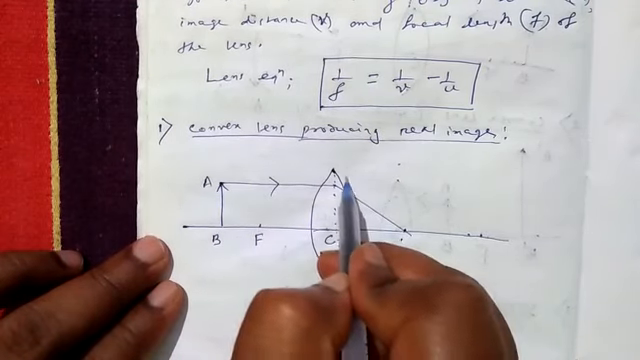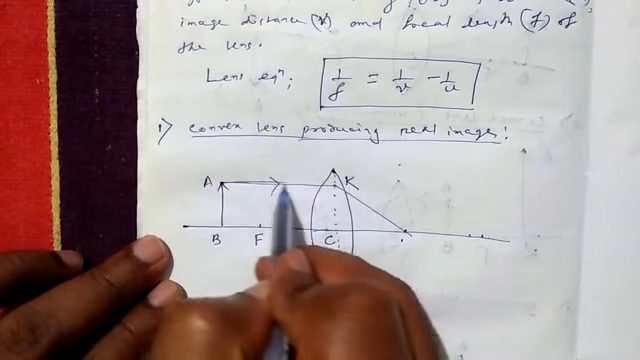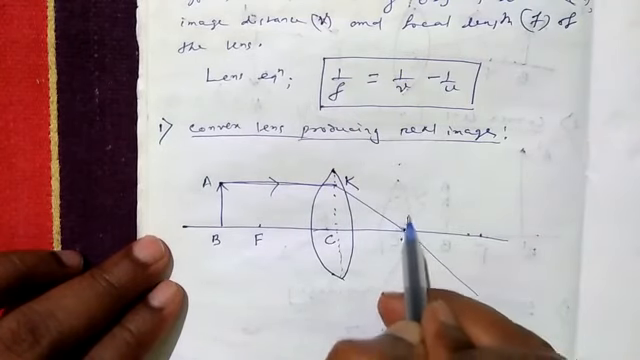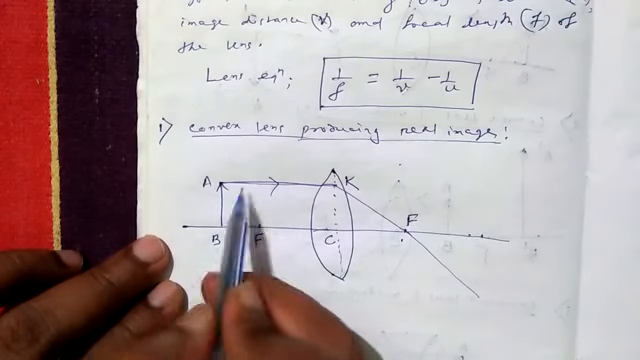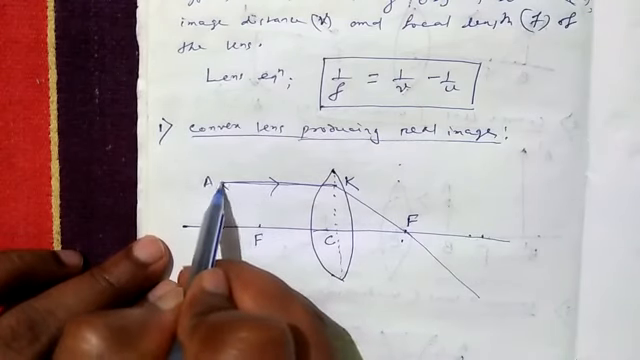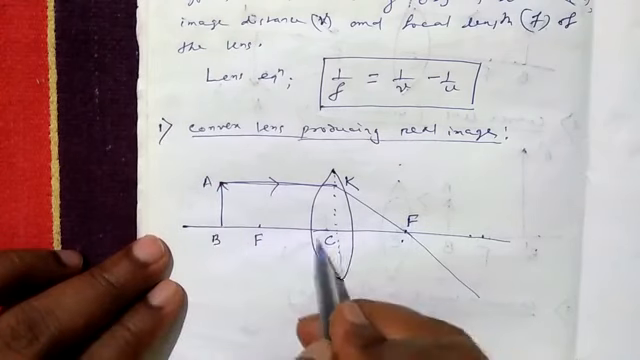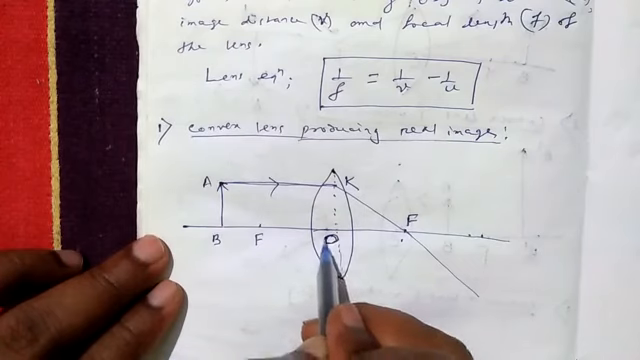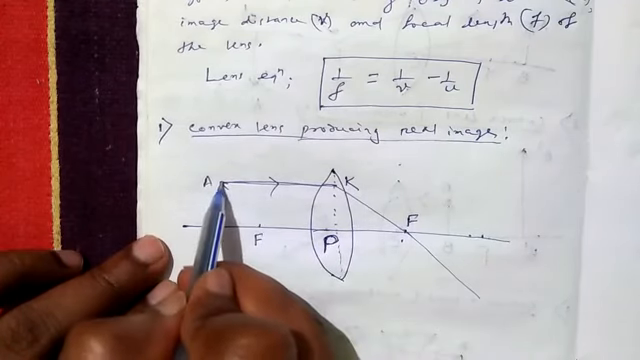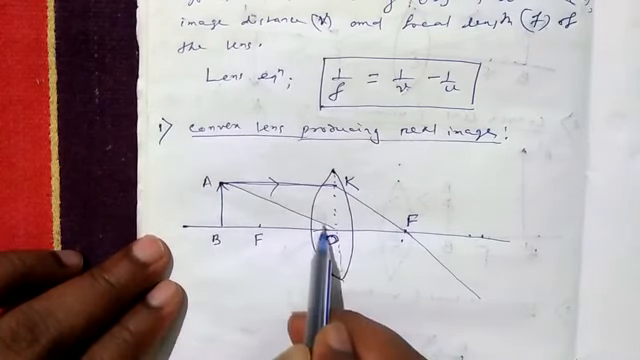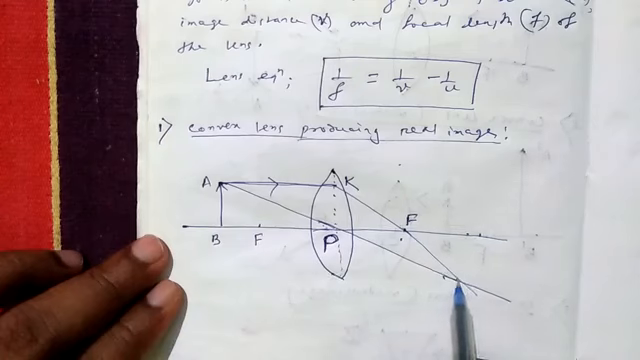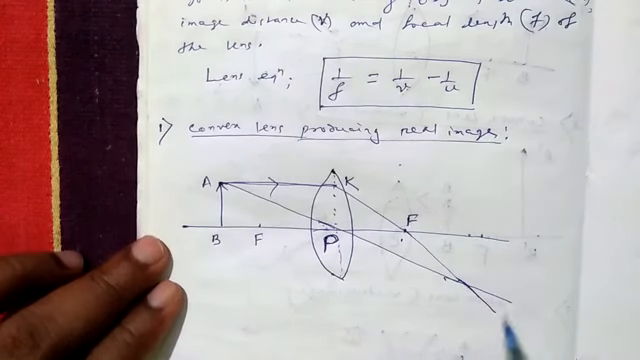Take a light ray AK that goes parallel with principal axis. After refraction it will pass through the focus. Take another light ray that passes through the optical center C, or I am taking P. You can take C or you can take P, no problem. After refraction it will undeviate, means it goes straight.